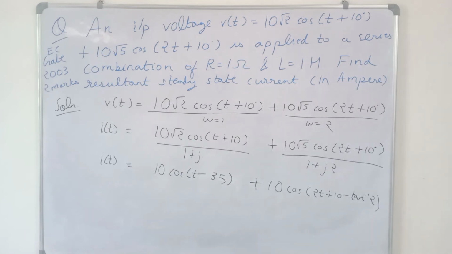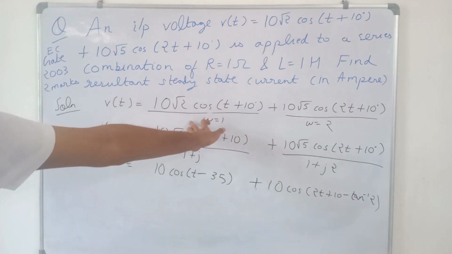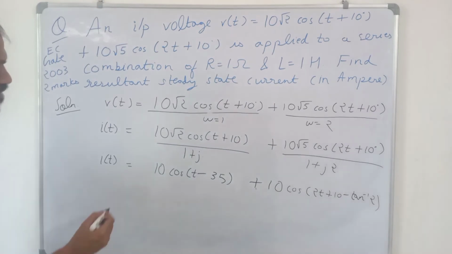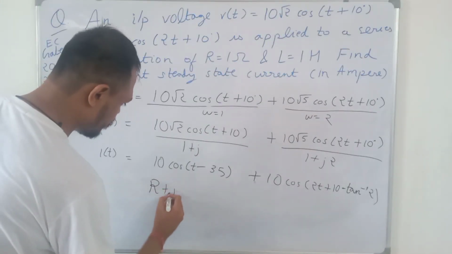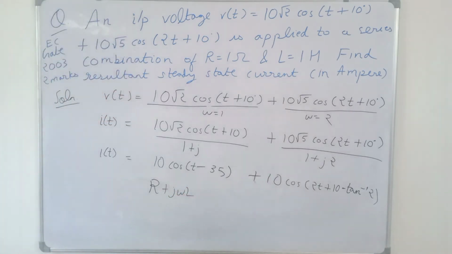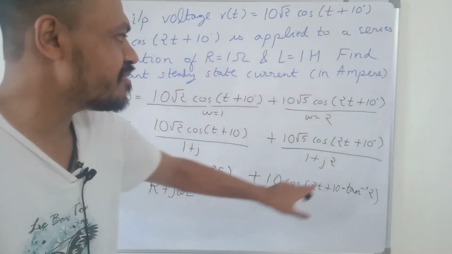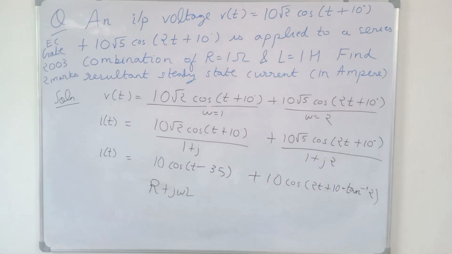We just have to remember that there were two parts of the voltage signal. In the first part omega was equal to 1 and in the second part omega was equal to 2. So when we find R plus j omega L, we have to put omega equal to 1 for this term and omega equal to 2 for this term. So this is how we solve these questions. It was a very easy question, just the omega value was different.